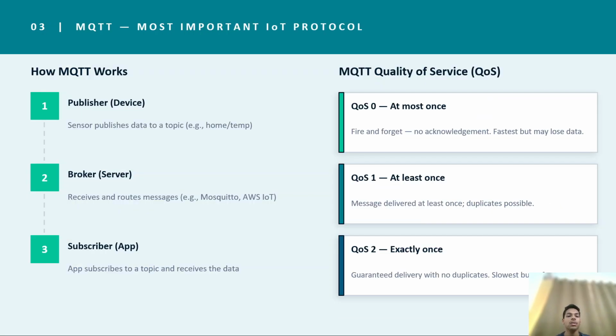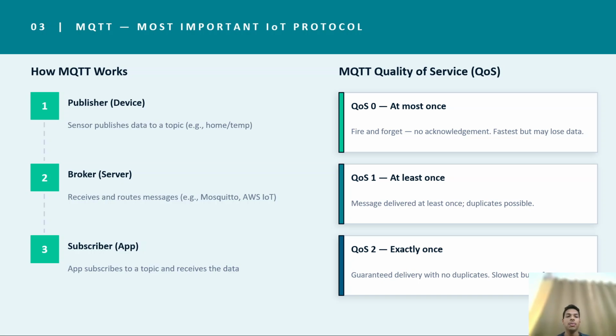MQTT. It is the most important IoT protocol. It follows a three-component model: publisher, broker, and subscriber. A sensor, say a temperature sensor in your room, publishes data to a topic like home temperature. A broker, which is essentially a message server like Mosquitto or AWS IoT Core, receives that data. Then any application or device that has subscribed to that topic receives the message.